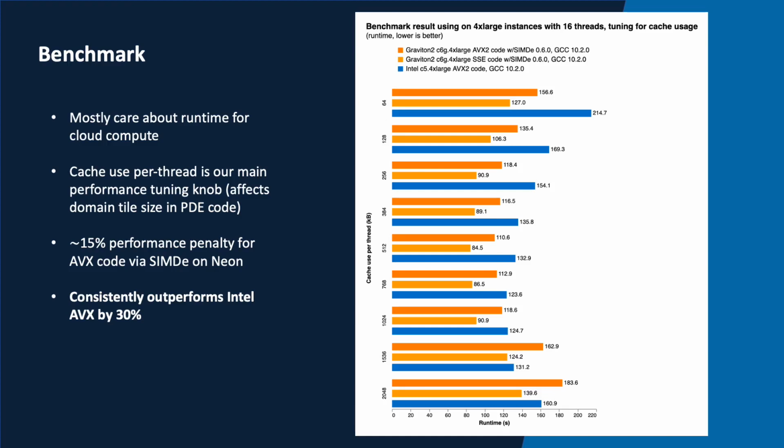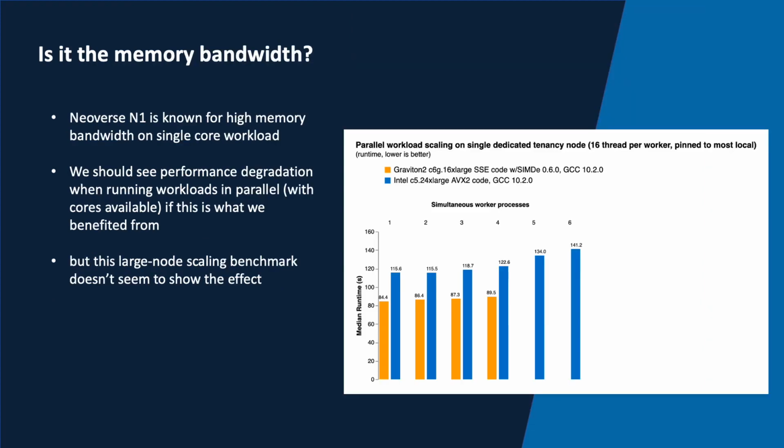But that is obviously overshadowed by the massive performance gain that we saw compared with Intel. So this thing consistently outperforms Intel AVX code. So this is not even SSE code, which actually is much slower, of course, in modern architectures. So in the best Intel AVX code, the best timings that we see, Graviton2 outperforms that by 30%, which is actually very, very surprising. So of course, we immediately begin to ask, why? Is it perhaps memory bandwidth, right?